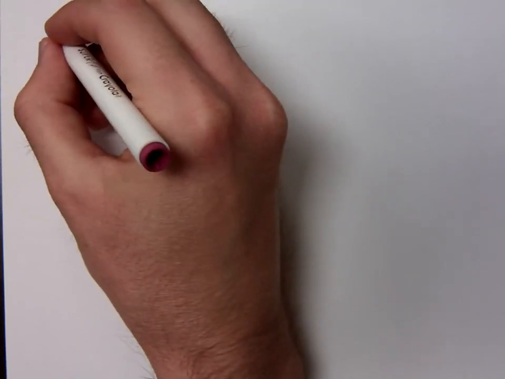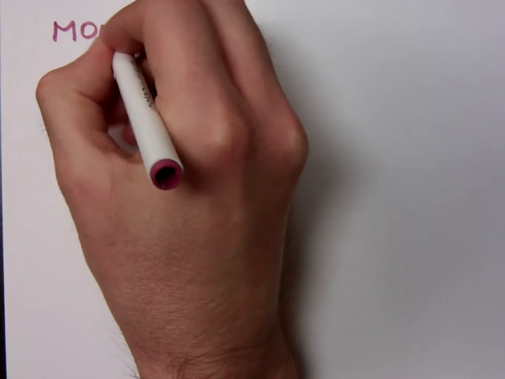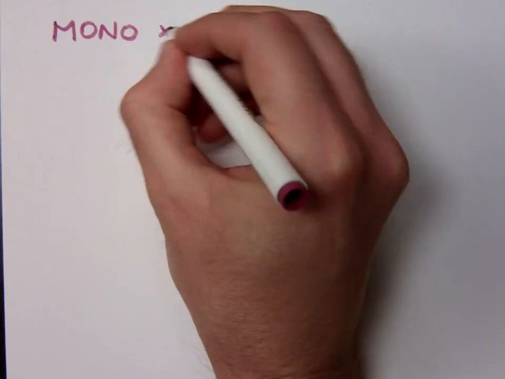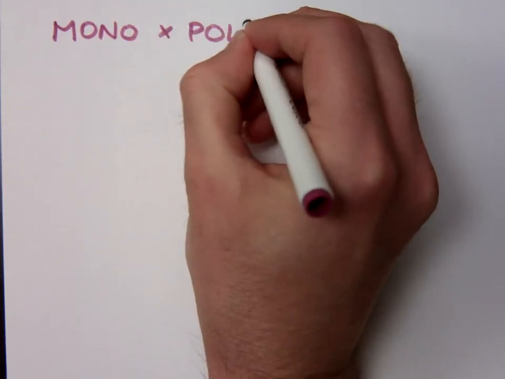Now, we looked at multiplying two monomials, and I thank you for joining me on this next video. I want to look at now what happens if I multiply a monomial times a polynomial.